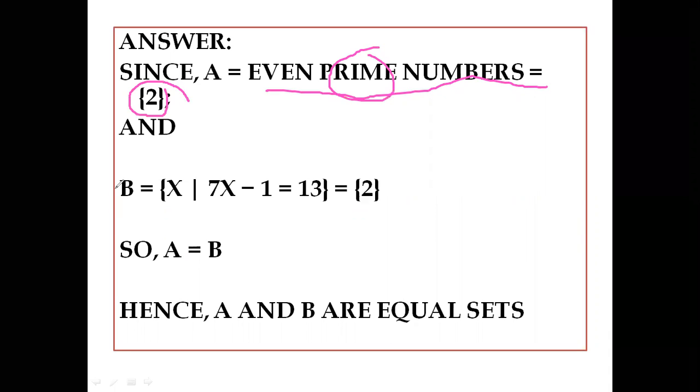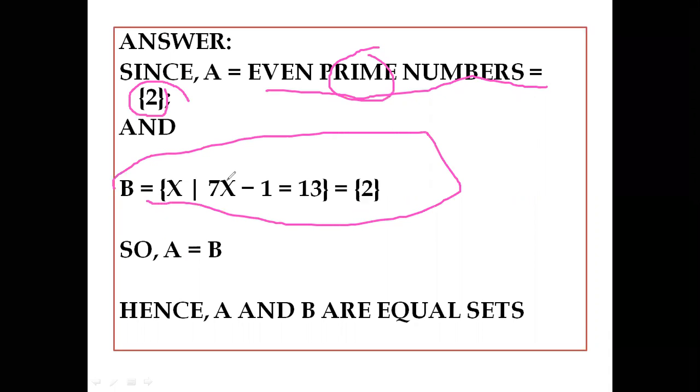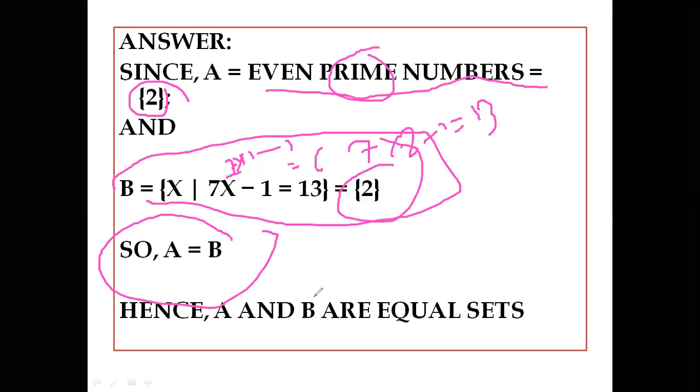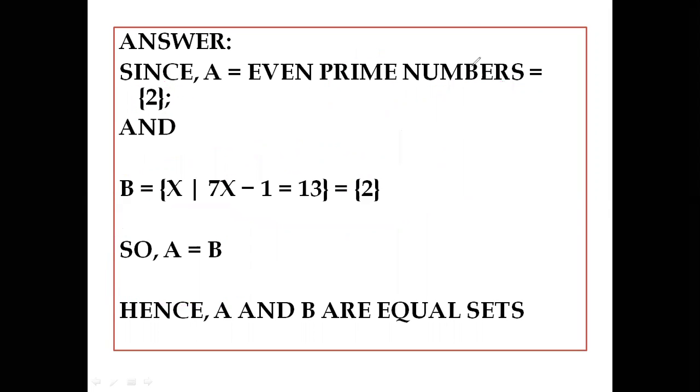Then B is equal to {x : 7x minus 1 is equal to 13}. तो क्या हो सकता है x का वैल्यू? Of course, 1 put करोगे, 7 into 1 minus 1 is what? 6. Then 2 put karo, 7 into 2 minus 1 is equal to 13. So 2 is matched. So 2 is the element contained in B. So A is equal to B. So A and B are equal. Right? Clear? Then next example.